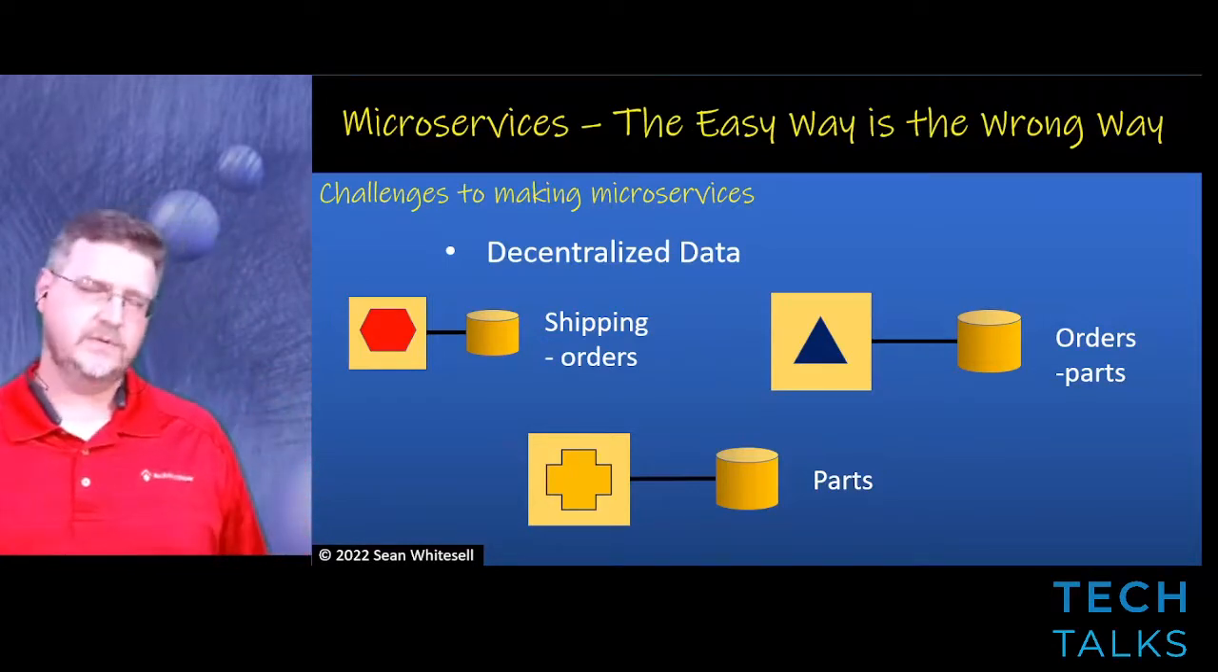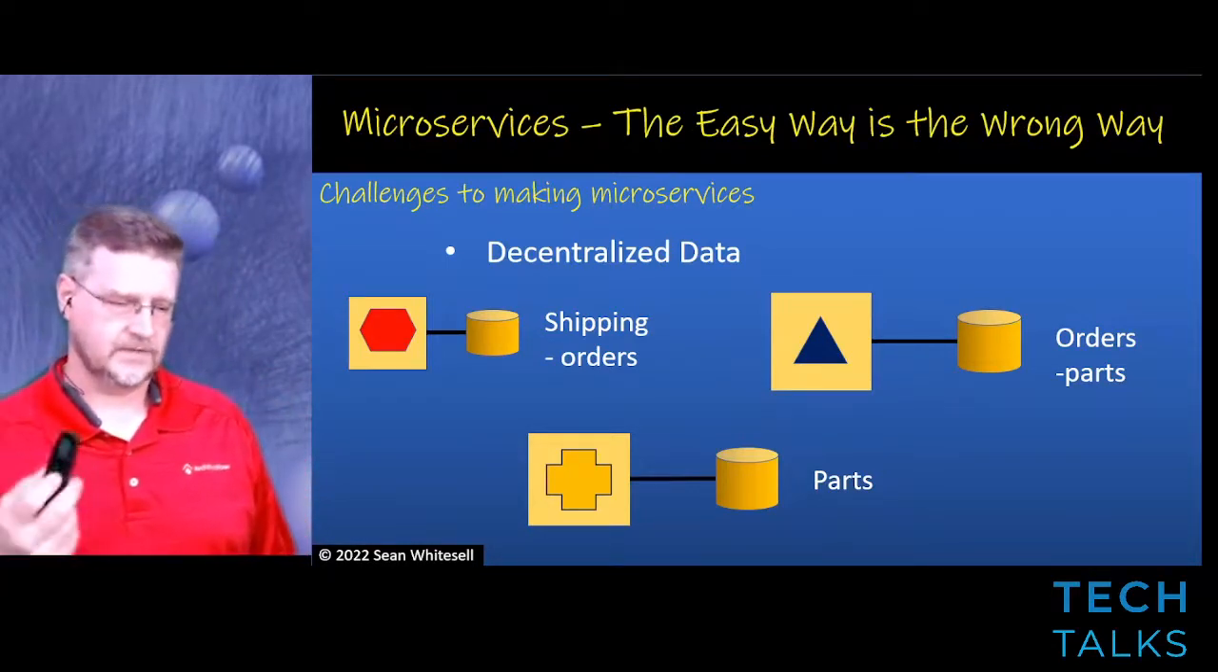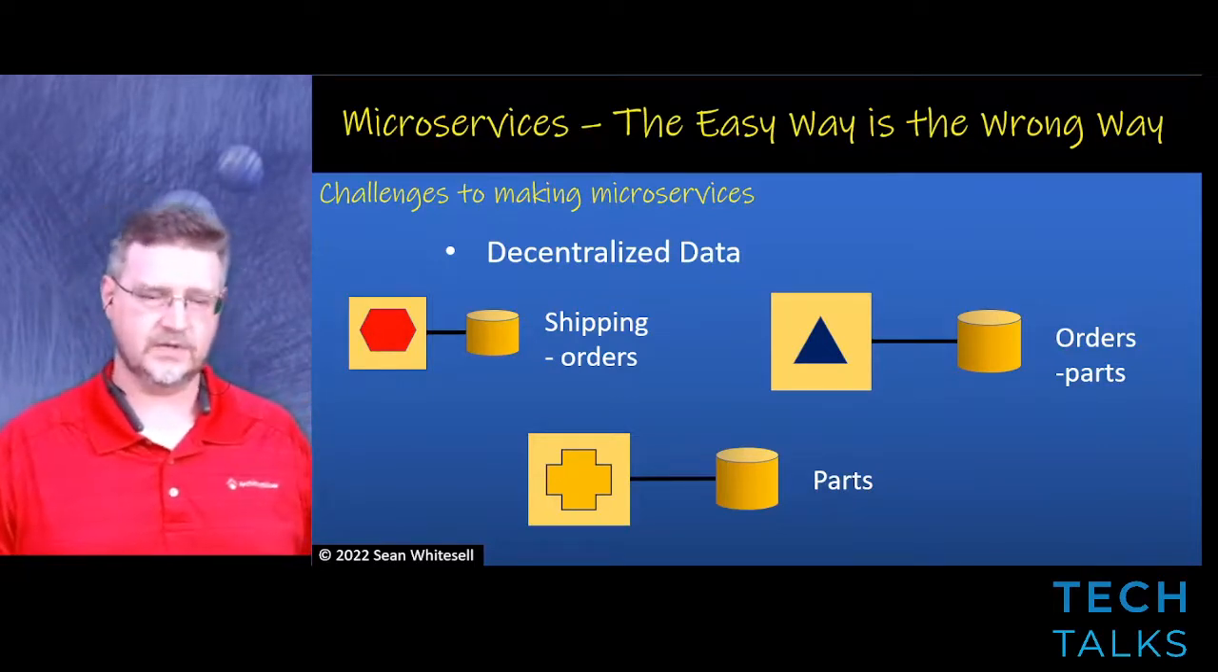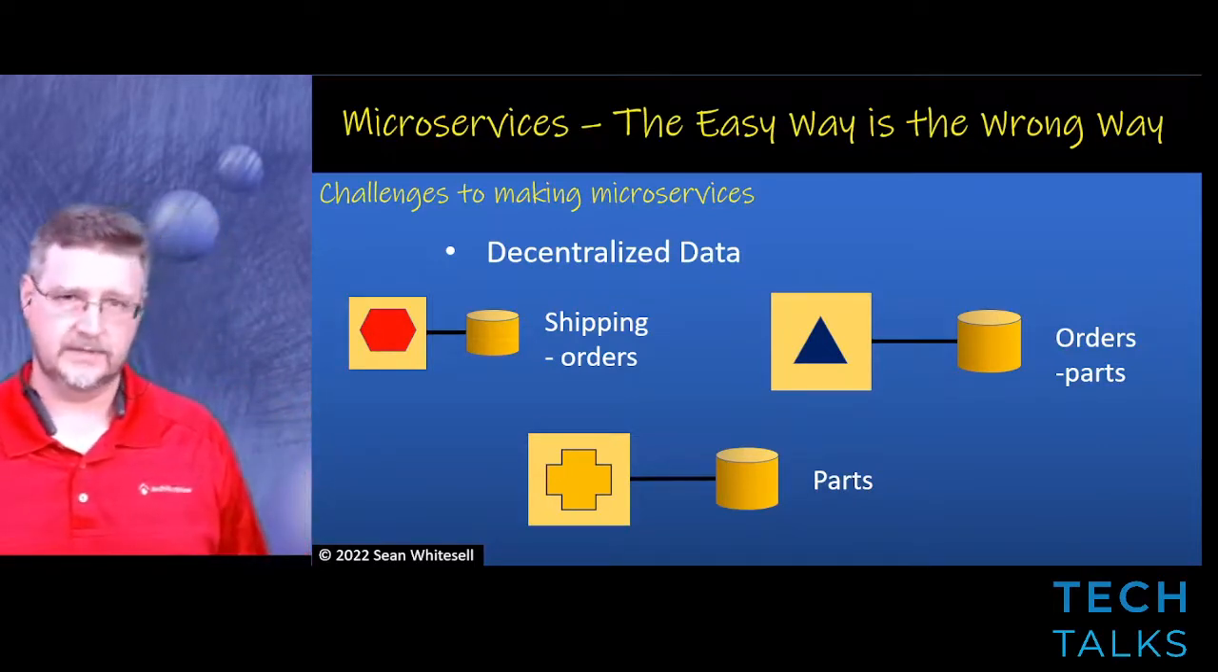So if we do duplicate the data so that the orders microservice has duplicate information about parts, what would we duplicate?